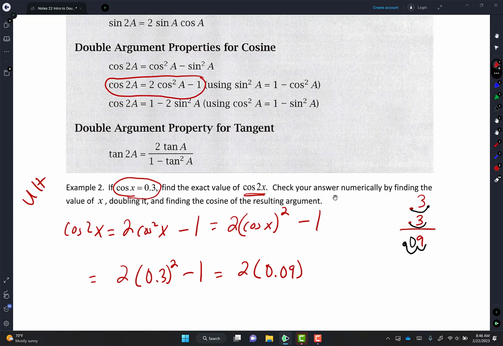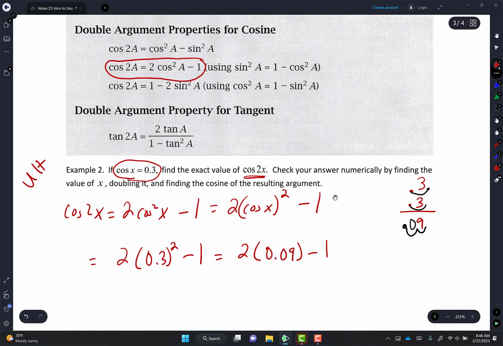All right. Minus 1. Double the 0.09. When you double the 0.09, that is 0.18 minus 1. Well, if that was 18 and that was 100, the difference would be 82. So this is a negative 0.82. Do you see how we did it?